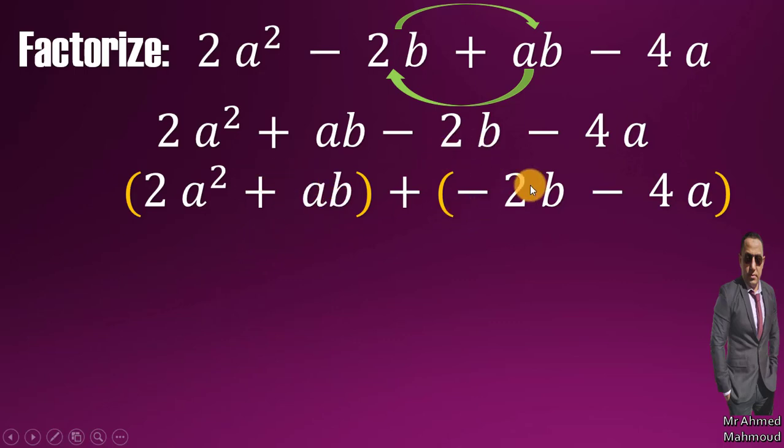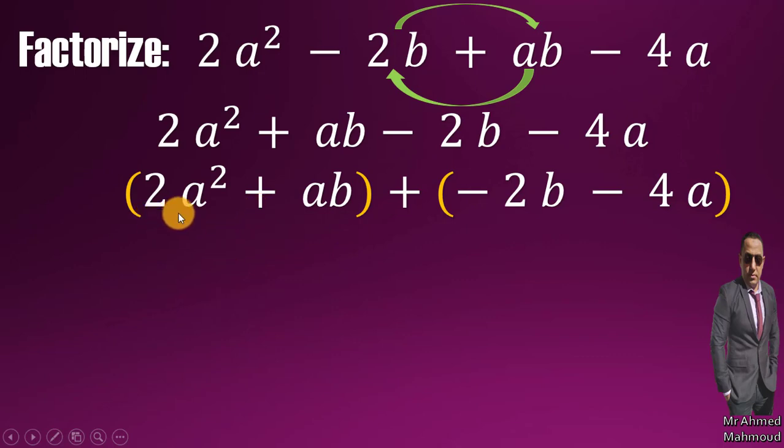I'm going to regroup the expression, but you have to note that here the middle sign was negative. Again, the middle sign was negative. So I'm going to make a bracket here and put plus in between. Again, I'm going to put a bracket here and a bracket here, but I'm going to put plus in between because this sign was negative.